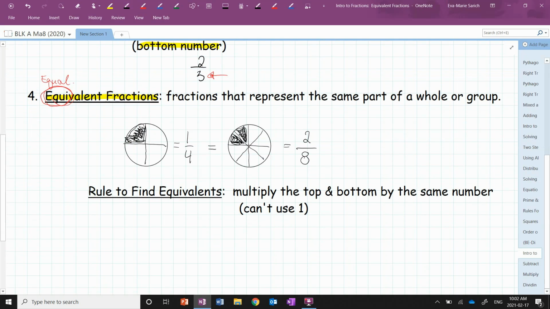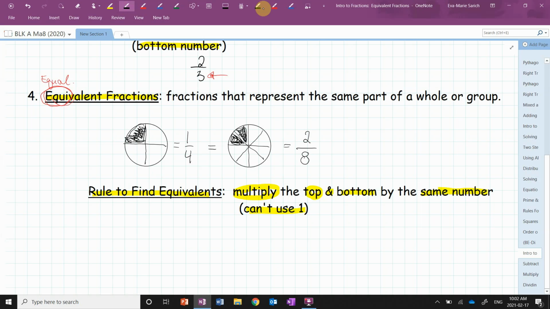Now, we don't want to go around drawing pizzas all the time to find equivalence. So there is a rule for us to do this, right? So the rule for finding equivalence is a lot easier than drawing pictures. So what do we do? We multiply the top and the bottom by the same number. Now, we can't use 1 because if you multiply something by 1, it doesn't change the number.